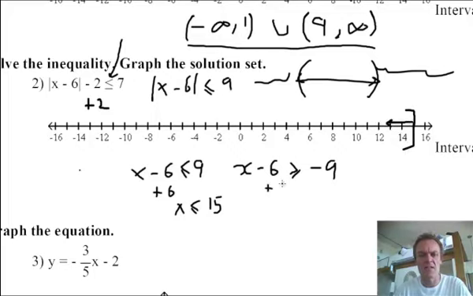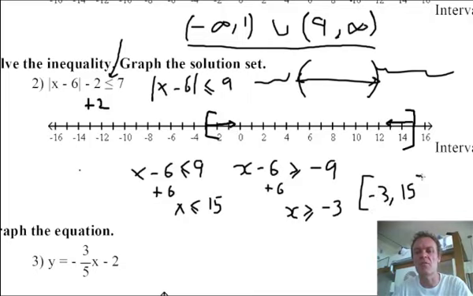Add a 6 to negative 9, and this is the greater than, you'll get negative 3, won't you? So where's negative 3, bracket, greater than, that way. There we go. So there's the material in between. It's not out here now, it's the stuff in between. From negative 3 to positive 15, and that's how I would write the interval notation.